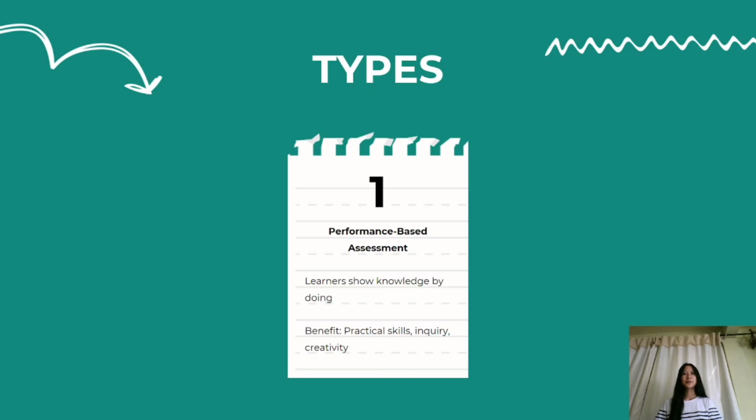The first type is performance-based assessment. Performance-based assessment is where learners demonstrate understanding by actually doing something, for instance, conducting an experiment, demonstrating a concept, or building a model. This method assesses practical skills, inquiry abilities, and creativity, all of which are at the heart of science learning.